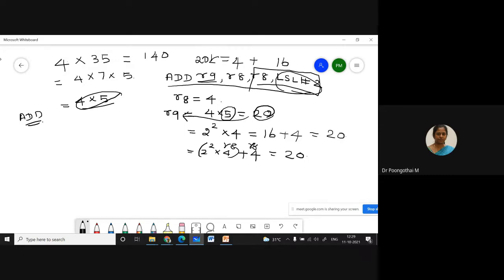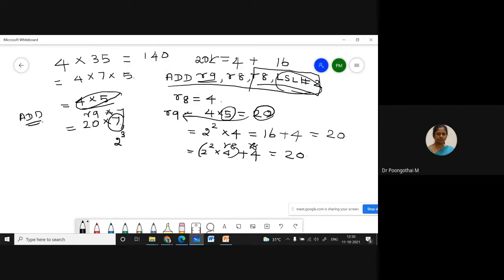So what is the next step? You have to multiply this 20 by how many times? 7. 7 times. So R9 into 7. For that you have to use logical shift left. So this multiplier using logical shift left, we can write it as 2 power of 3. So 2 power of 3 is? 8.